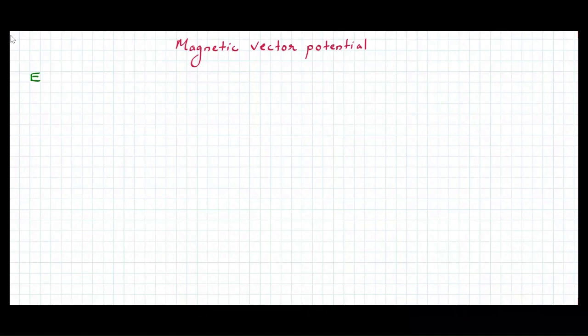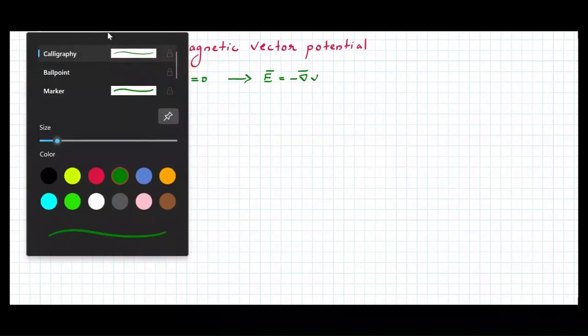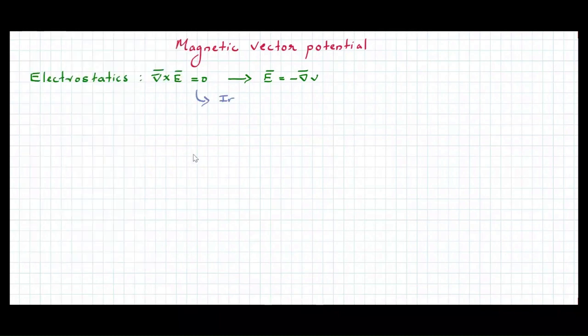Now let us discuss magnetic vector potential, an important topic in magnetostatics. We have studied the scalar potential V in electrostatics. In electrostatics, we have del cross E is equal to 0. When del cross E is equal to 0, we have E is equal to minus del V. That is, del cross E is equal to 0 permitted us to introduce a scalar potential V in electrostatics.